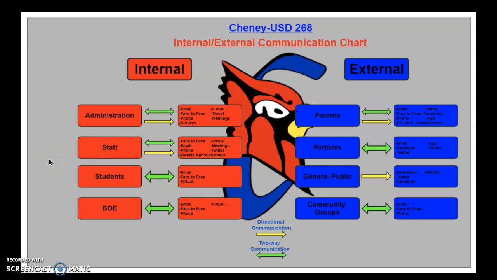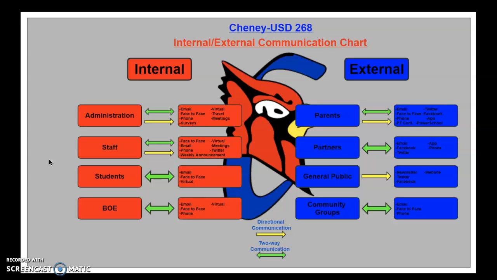Okay, staff members. Probably the number one type of communication is face-to-face, especially with students. I would say the second form of communication is emailing. The next form would be phone calls. We have weekly announcements we give. Virtual, we do attend meetings, and some of us use social media as a form of communication. Most of these forms of communication are two-way communications. They're really heavy on two-way communications, but at times they are directional as well.